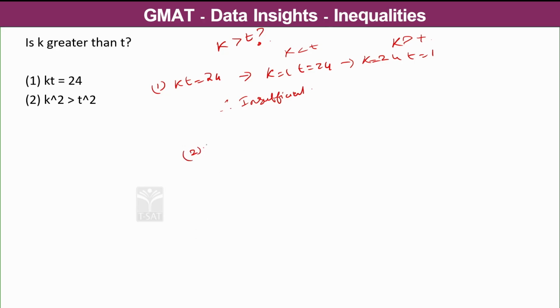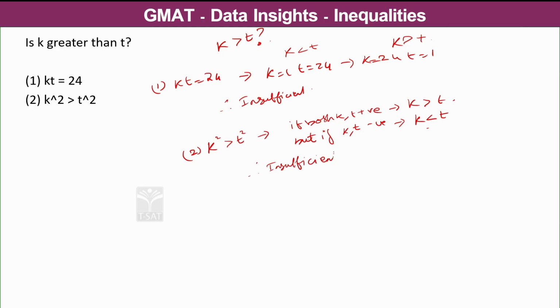Now, the second statement tells us that k square is greater than t square. If both k and t are positive, then k will be greater than t, but if k and t are negative, k will be less than t. Depending on which sign k and t take, they can be positive or negative, or one can be positive and one negative, then again the inequality changes accordingly. So, by this alone you cannot say whether or not k is greater than t or whether it is less than t.